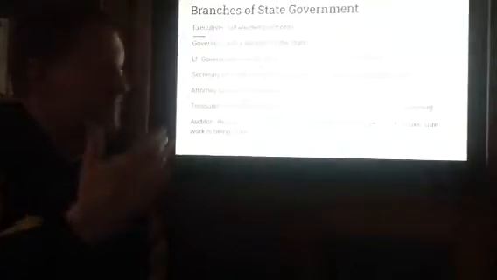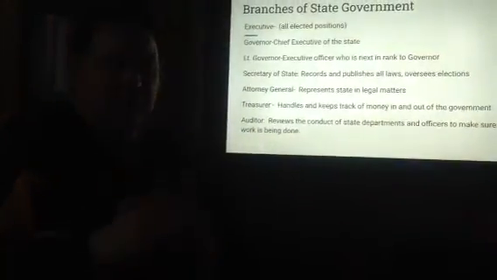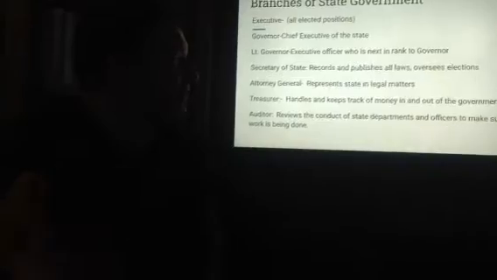In the states, especially in our state of Missouri, we vote for everybody. The governor is the chief executive of the state. He is similar to the president. The president and governor would be the same. Okay? The lieutenant governor, the executive officer who's next in rank to the governor, would be similar to the vice president. The Secretary of State is similar to the federal Secretary of State. They record all the laws, they publish the laws, and they oversee all the elections.